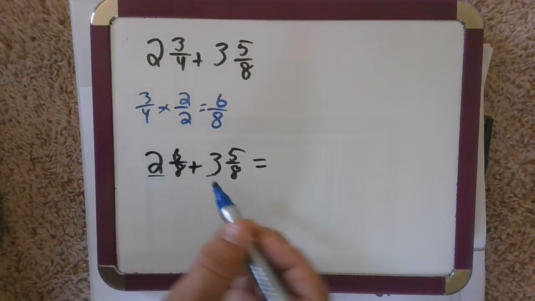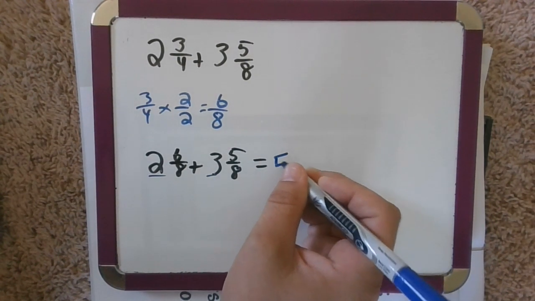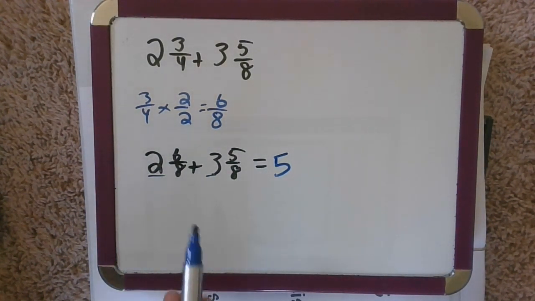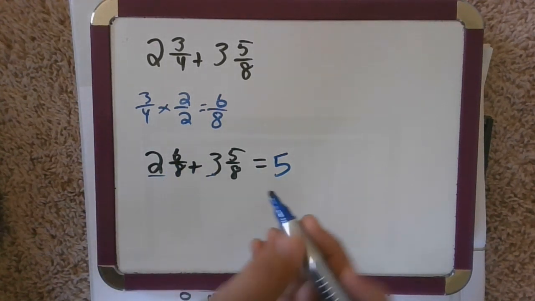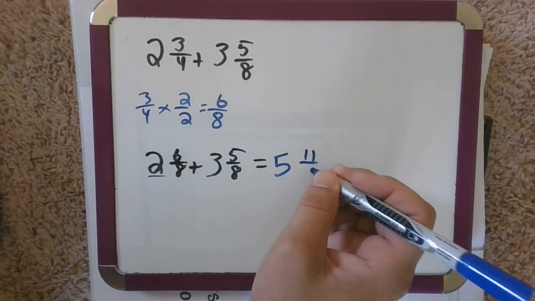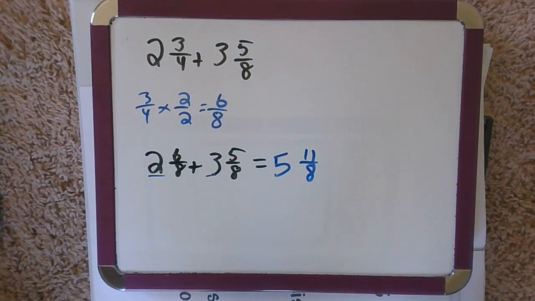So right now I've got 2 plus 3 makes 5. I like to do it first and get it out of the way. Now these are both in eighths, so I can add them as they are. 6 plus 5 makes 11 eighths, okay? Because the denominator didn't change when you added it. They are still eighths. That's their size.